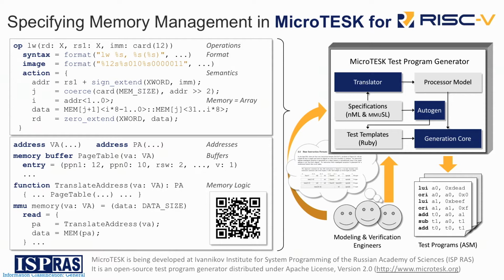This particular presentation is about memory management specification. We have suggested an nML extension called MMUSL, Memory Management Unit Specification Language. It allows specifying virtual addresses, physical addresses, address spaces, buffers like page tables, translation look-aside buffers, and so on. So we have specified the RISC-V address translation algorithm, and now are able to generate memory-related test programs automatically. The tool is open source, distributed under the Apache license, so feel free to download it and use. So thank you.